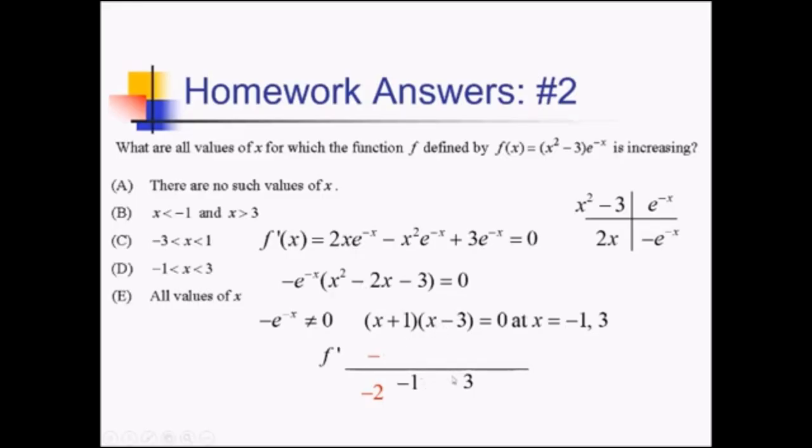And now between -1 and 3, I'm going to test out 0. Again, we automatically get a negative out of this negative e to the negative x. And then I've got a positive and a negative. 2 negatives gives me a positive. And then finally, bigger than 3, let's try 4. We have the negative out in front and positive, positive. So that's a negative overall result. We wanted to know where our function was increasing. So we can say then that f is increasing wherever f prime is positive, so between -1 and +3, which gives us answer choice D.